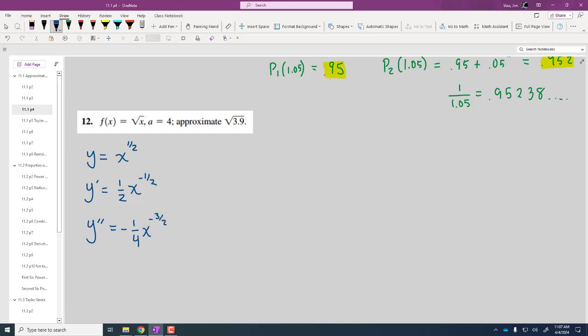So first we do that, column of function and derivatives. And then we evaluate at our center. Center is 4. So y of 4 is 2. Y prime of 4 is 1/4. Y double prime of 4 is negative, plug in a 4 there, square root of 4 is 2. 2 to the negative 3 is 1/8. So it looks like to me 1/32 with a negative.